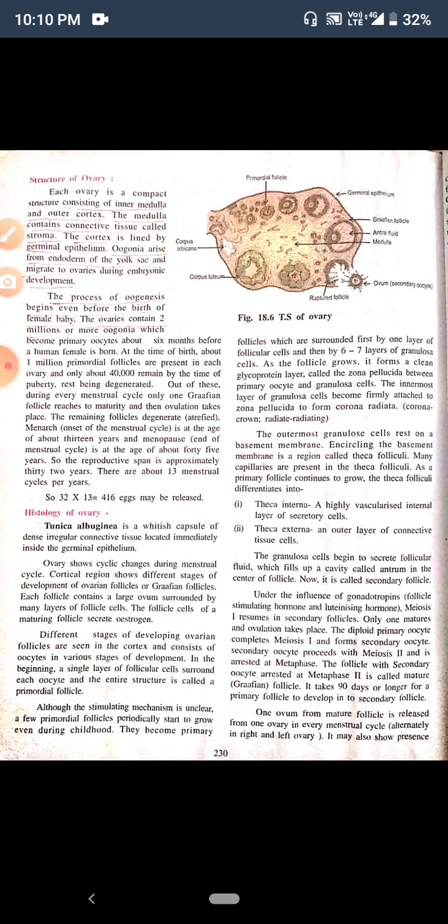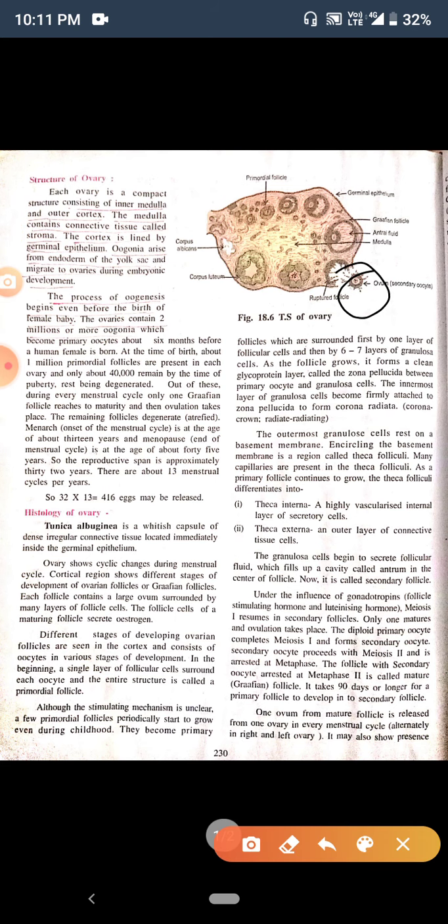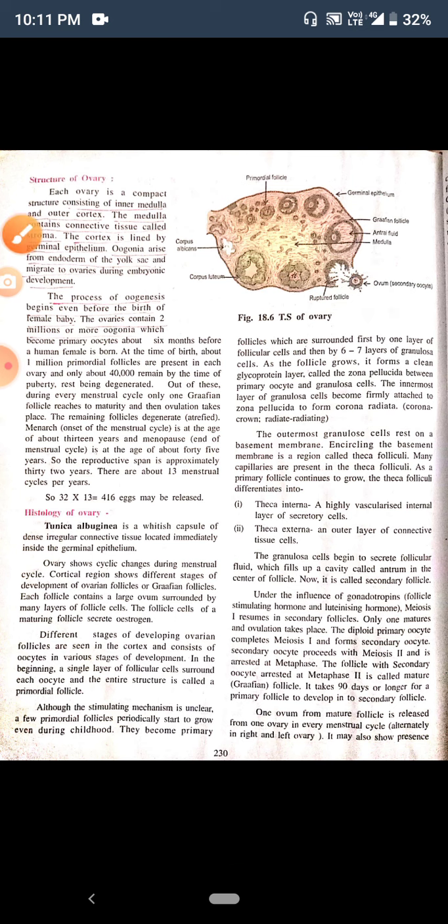Now the diploid primary oocyte completes meiosis 1 and forms secondary oocyte. Secondary oocyte proceeds with meiosis 2 and it is arrested at metaphase. See, what you see here is nothing but a secondary oocyte, right. After meiosis 1 is complete, in this secondary oocyte meiosis 2 is arrested at metaphase 2. It remains arrested at metaphase 2 until it is released, and it is called a mature follicle, a mature Graafian follicle.